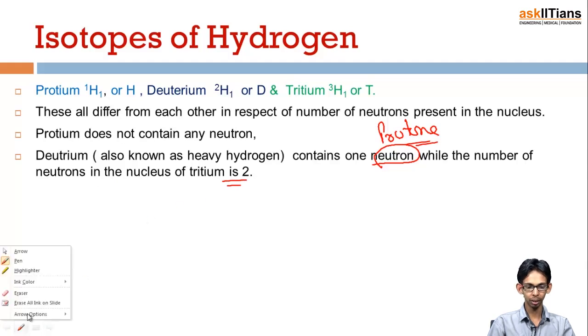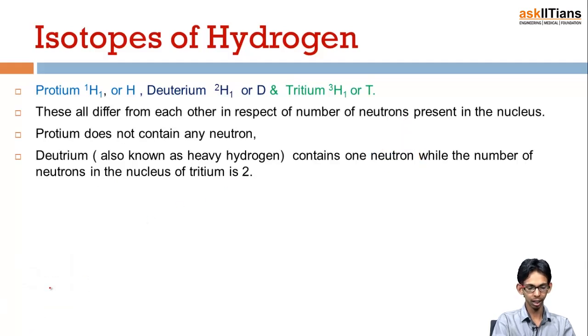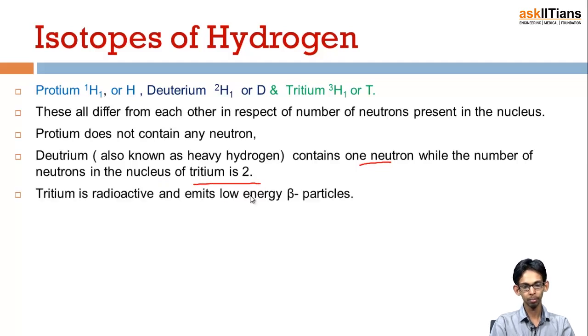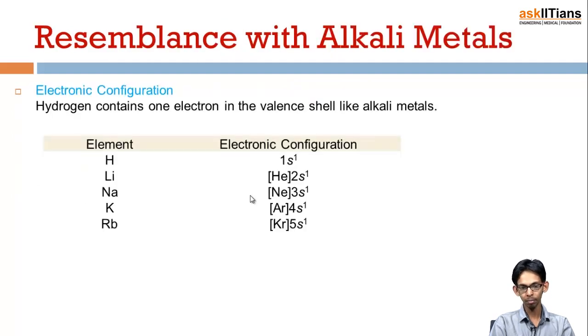Okay, so let me just correct this once again. The deuterium contains 1 neutron, while tritium contains 2 neutrons. Tritium is basically radioactive and it emits low energy beta particles.